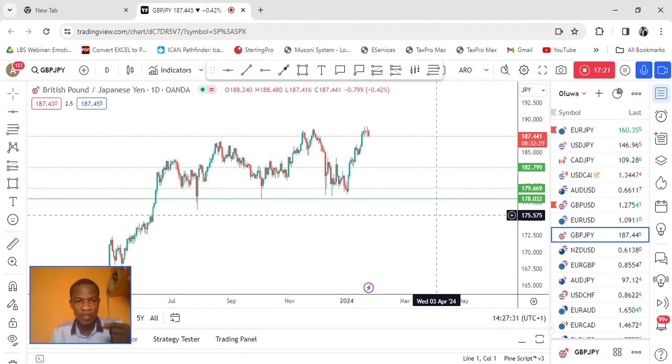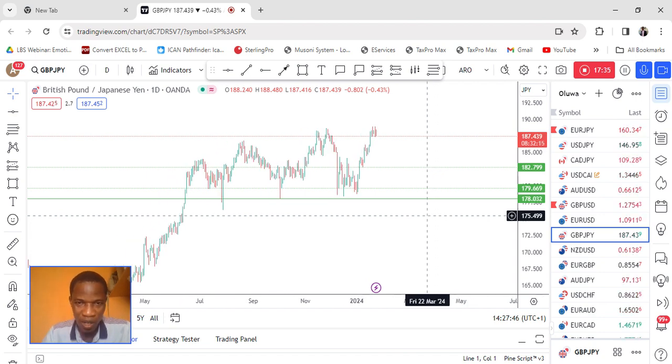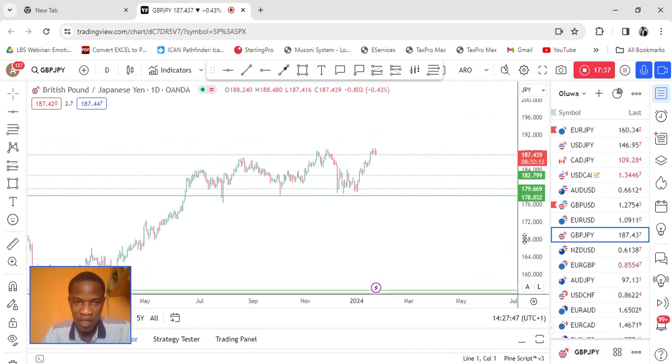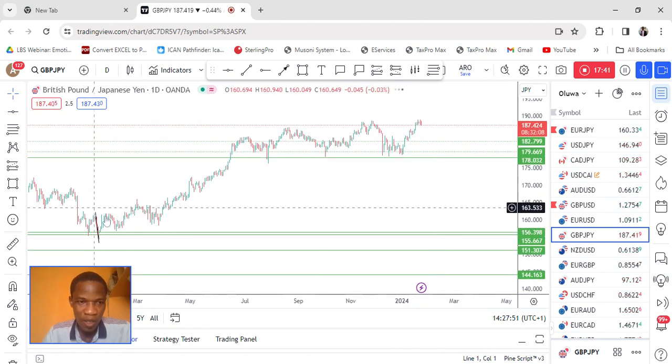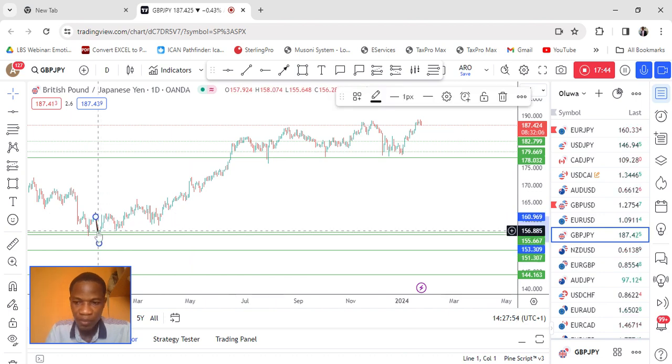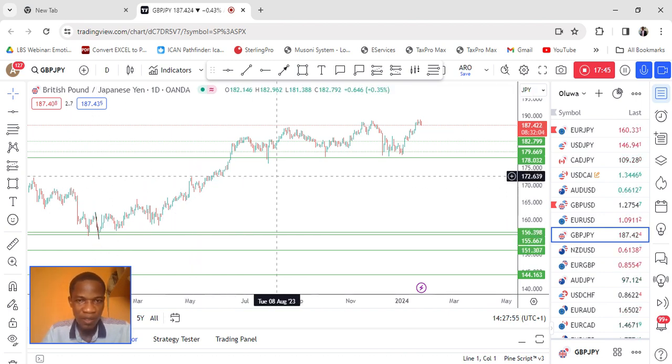So don't forget what I said earlier. I said to identify high possibility of breakout, you have to know the trend of the market. So this is another good currency pair. So the current trend is uptrend.